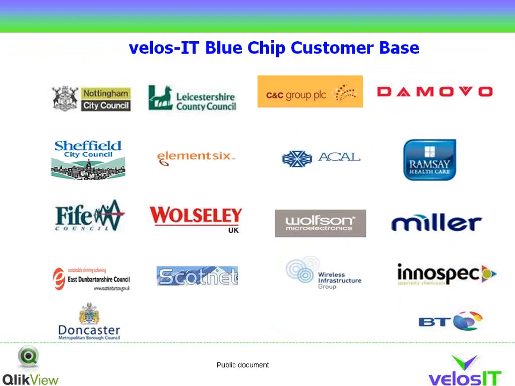We're going to now do a quick jump to a brief overview for those of you that don't know velos-IT, to give you an idea of the kind of customers that we're dealing with. Obviously, a bit of a focus on the left-hand side of the screen on councils, local authorities, but there are some other bigger companies in there. You might not recognize the names, but you will recognize the brands. For example, C&C Group, who we provide virtually all of their IT support to, own Magner Cider, Gaymers Cider, and Tennent's Caledonian Breweries.